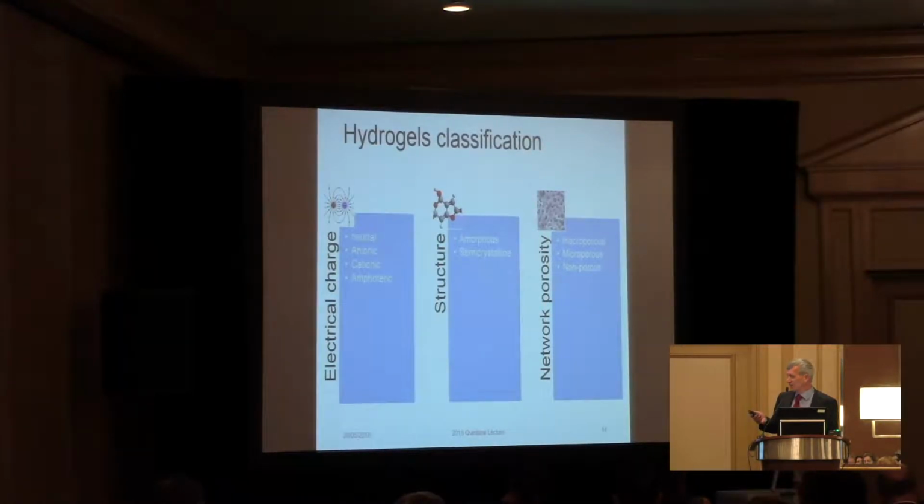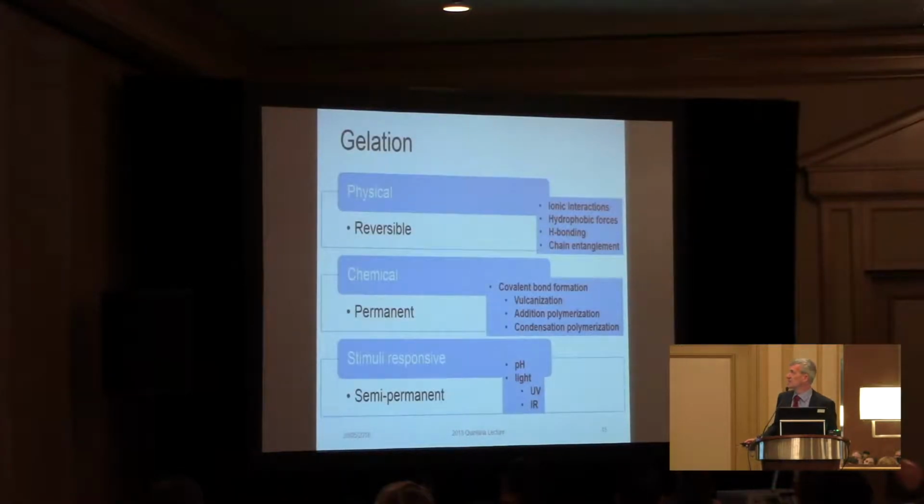Very briefly, you can classify hydrogels based on their electrical charges. So they have the potential to have electrical potentials that can drive fluid in and out of the material in a way similar to tissue. I'll talk some more about that. You can classify them according to their structure or the porosity of their networks. So most of them are very porous, with very big water-filled pores, but some of them have reduced pore sizes.